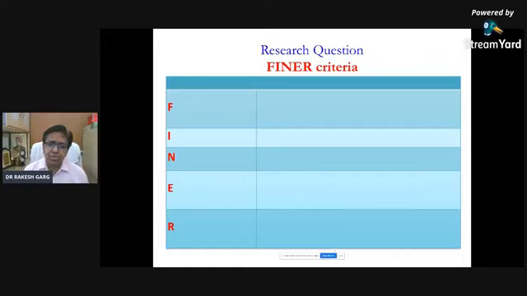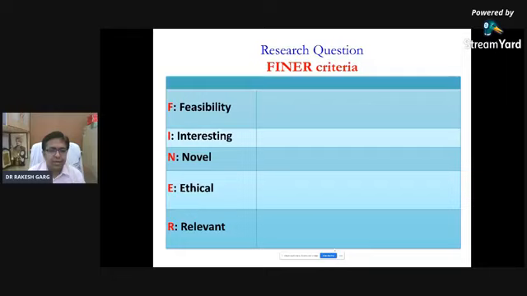Now, when we say the research question, you should look for this mnemonic, the FINER criteria. This is very, very important. When we say the research question, I said it has some clinical value, it should be publishable. So who and how will it be published? If you follow these criteria, the chances of its usefulness will be much higher. FINER means feasible, interesting, novel, ethical, and relevant.